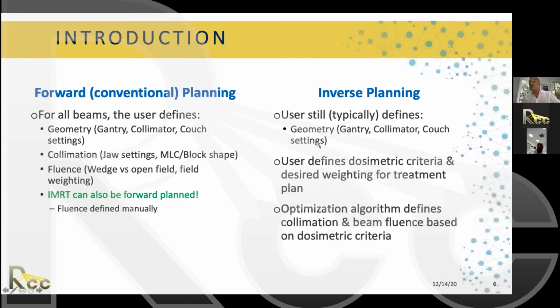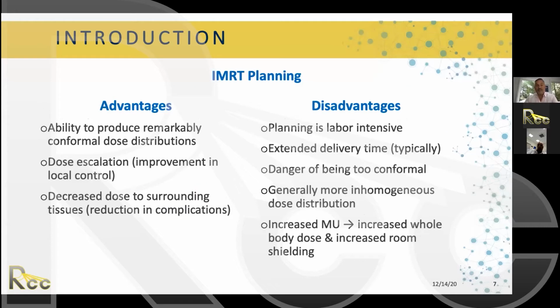You're still going to put in your beams with the gantry, collimator, and couch settings, and you're going to be defining those symmetric criteria and the side weighting for treatment. And then the optimization algorithm is the one that is going to define the collimation and beam fluences based on the criteria that you set before. So it's very important to know that instead of you doing this part, the fluence and all that just to conform, now it is the optimization algorithm that is doing that.